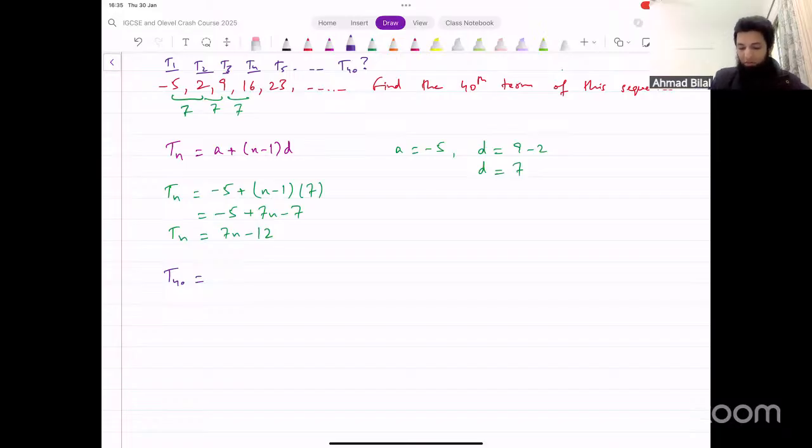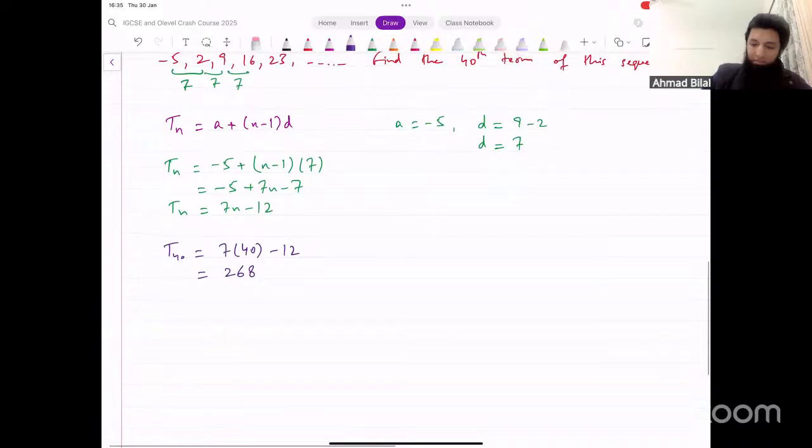Now, just input that here. 7 times 40 minus 12. And that should give you the answer. 40 times 7 is 280. 280 minus 12, that should give you 268. That's the result that we were looking for here. Okay. So this is how we can use this formula.